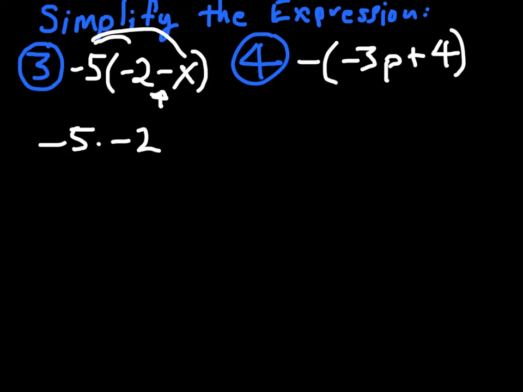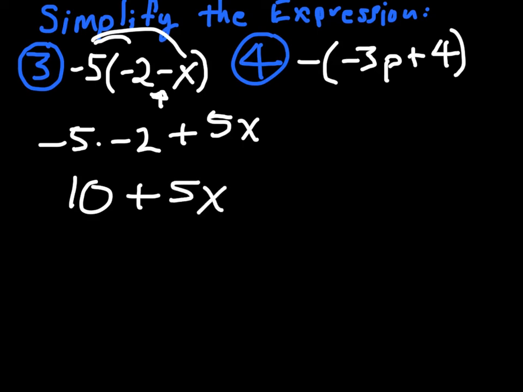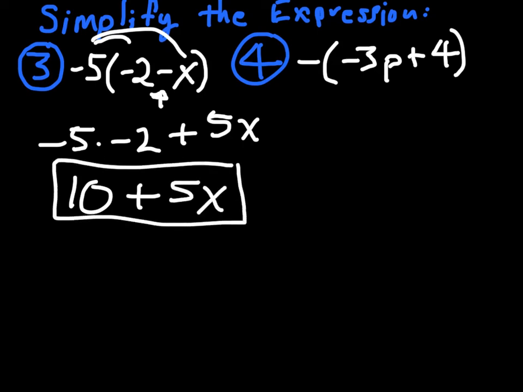So here we are looking at this as negative 5 times negative x. So negative 5 times negative x is actually going to be a positive 5x, because a negative times a negative is a positive. So now we have negative 5 times negative 2. We can simplify that, and negative times a negative, like we just talked about, is a positive. So we'll have positive 10 plus 5x. And we'll leave it like that.